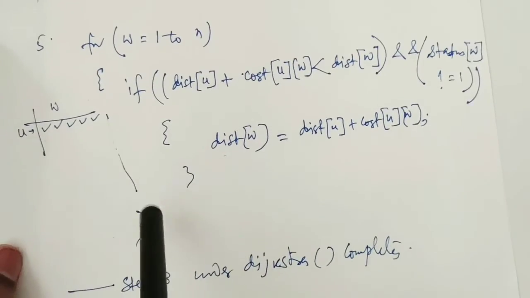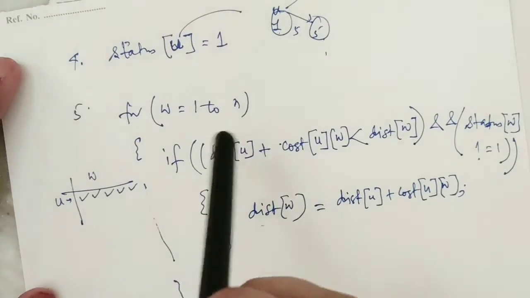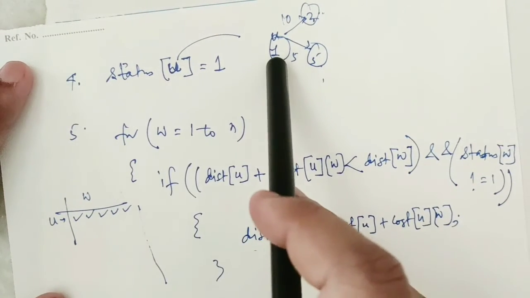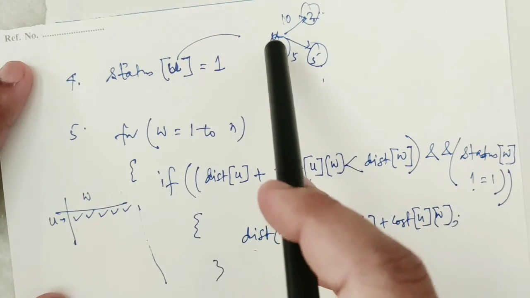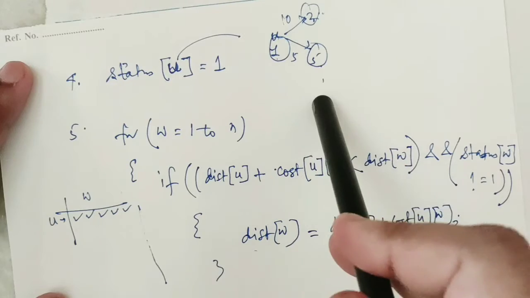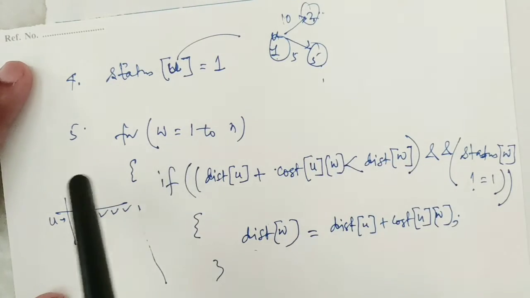So then the last part: whenever you have chosen u as a candidate, you can go for relaxation with respect to u to its adjacent vertices. So the adjacent vertices will be picked up using w.